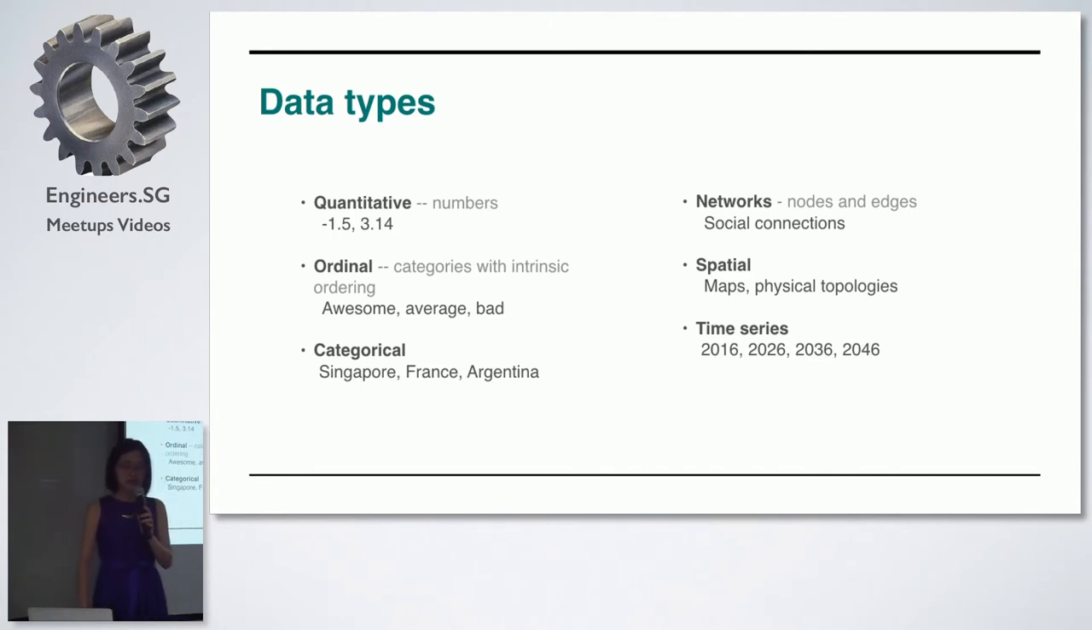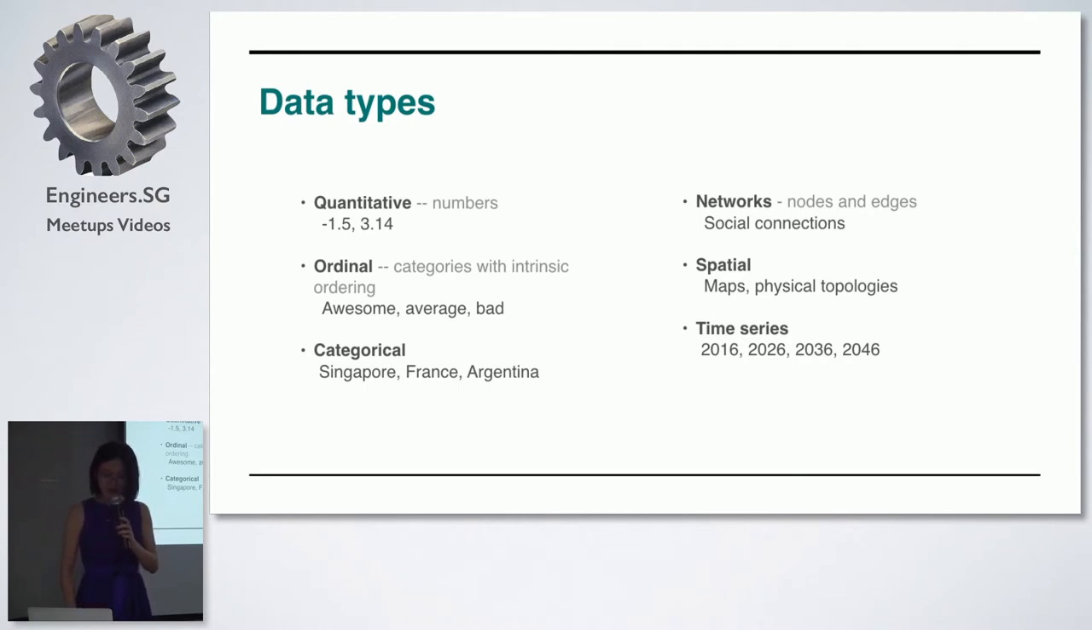There's three main data types. One is quantitative, one is ordinal, and one is nominal. Quantitative are like numerical data, for example, your age. And ordinal are categories, but they have some order. For example, the food you had just now, is it good or bad? So they're not all equal. They have some sort of ordering. Then categorical are categories, but without order. So for example, like countries, or your job, or your industry.